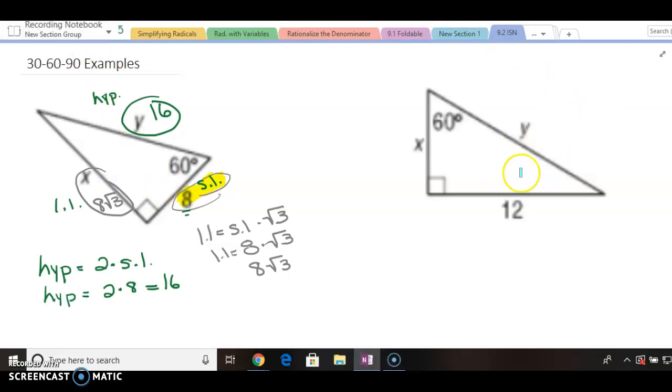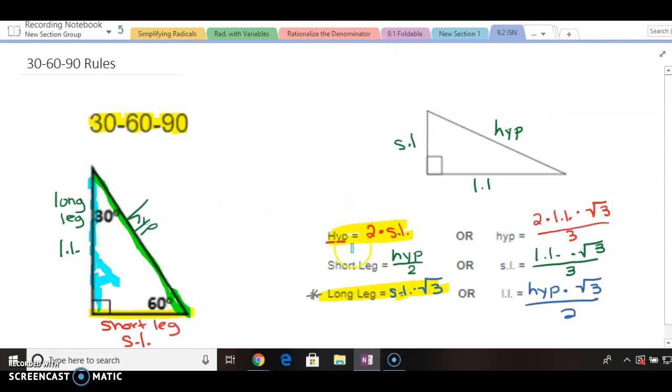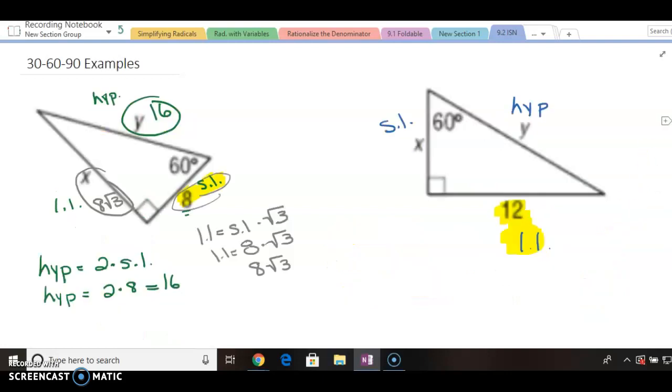Okay, so just use the formulas and plug in what you know. All right, so let's look at this example here. I'm just going to go ahead and label each of my sides. This is my hypotenuse. This is my short leg. This is my long leg. So if I go back here, I know my long leg, so the formulas that I want to use are going to be the ones with the long leg in it. I can find my short leg as long leg times square root of 3 over 3, and I can find my hypotenuse by 2 times long leg times square root of 3 over 3.